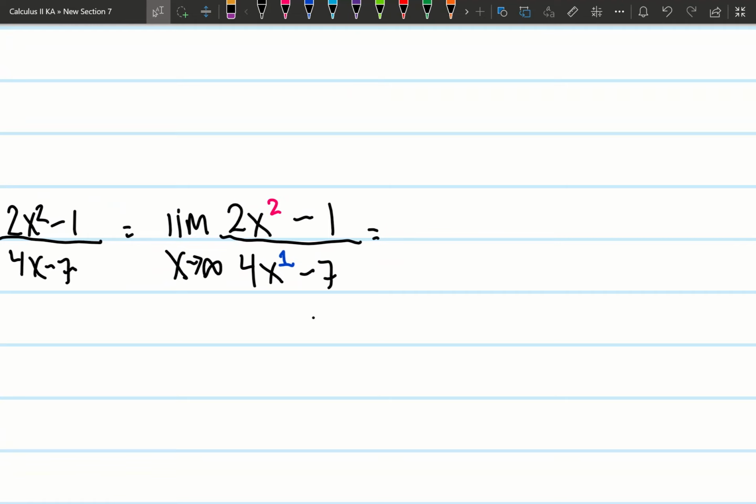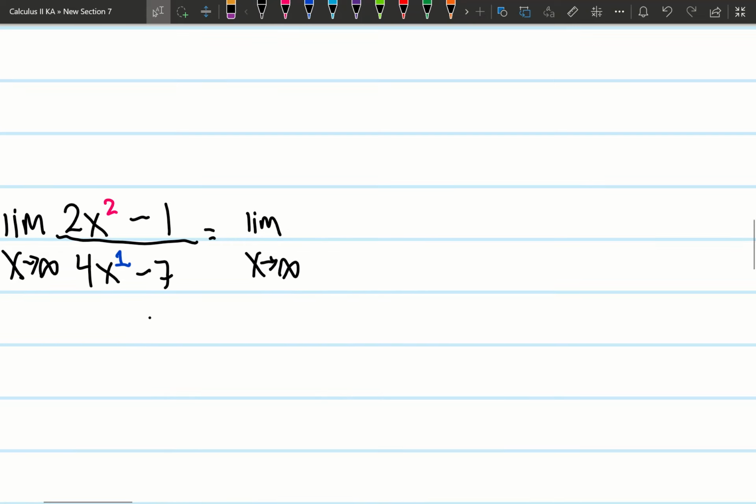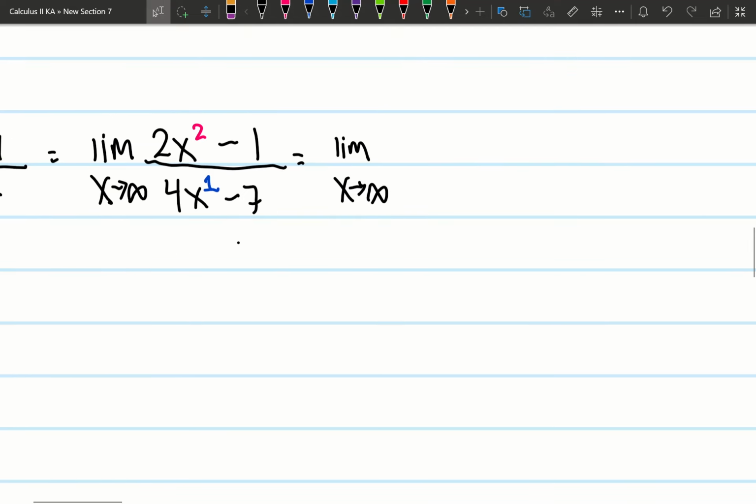So basically what we're going to do here is say this is going to equal the limit as x approaches infinity, and we're going to divide the numerator and denominator by the highest power of x in the denominator. So the denominator is 4x to the first power minus 7.